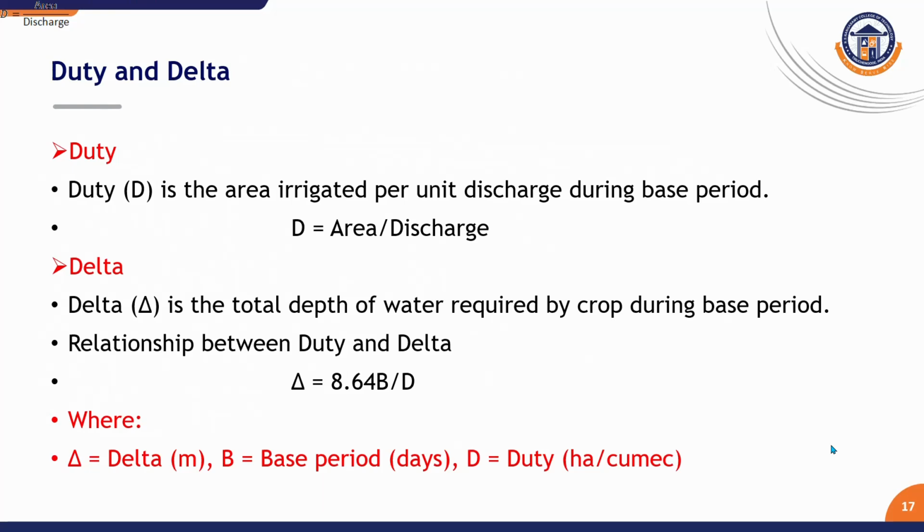Duty and delta. Duty, capital D, is the area irrigated per unit discharge during the base period. So how to calculate: D equals area divided by discharge. Delta is the total depth of water required by a crop during the base period. The relationship between duty and delta is delta equals 8.64 B divided by D, where B equals base period in days and capital D equals duty in hectares per cumec.